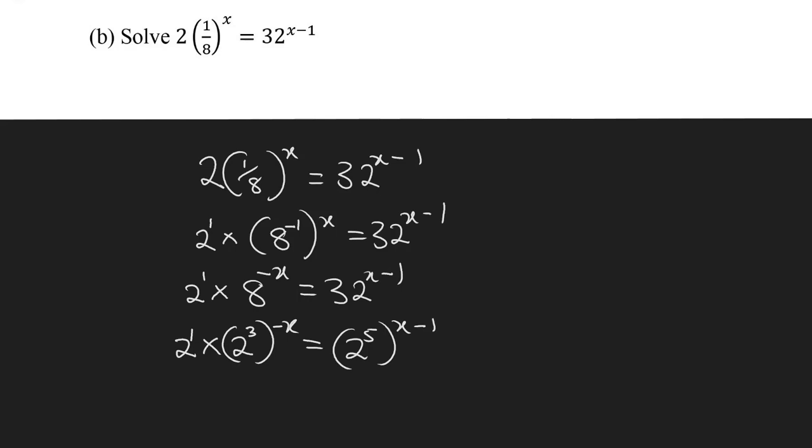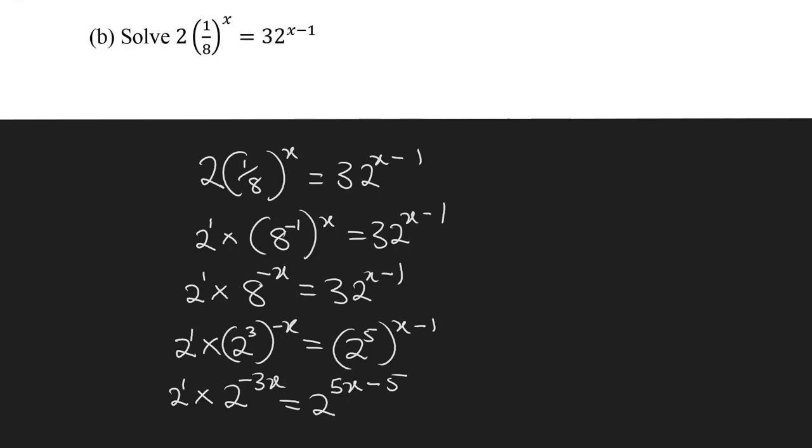Okay, so now let's use the knowledge of x raised by a into b, which is x raised by ab. We're going to say 2 to the power of 1 times 3 times minus x is minus 3x. So 2 raised by minus 3x is equals to 5 times x and 5 times minus 1. 2 raised to power 5 times x is 5x minus 5 times 1 is 5, right?